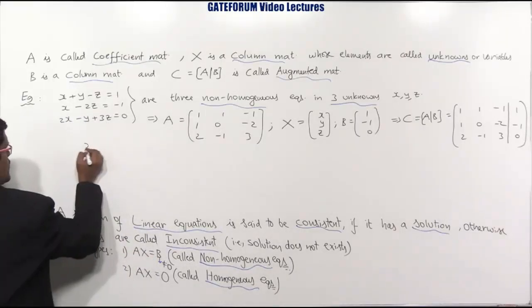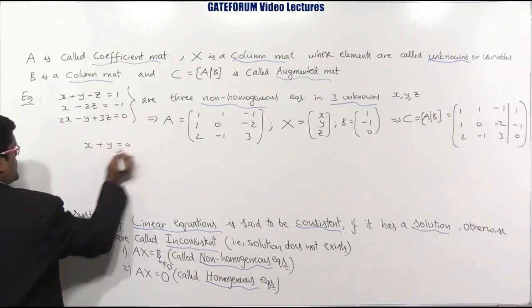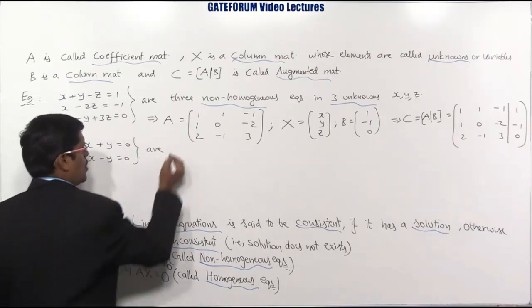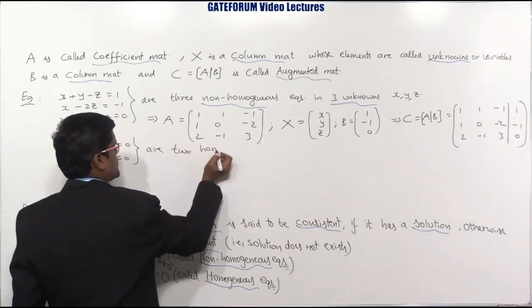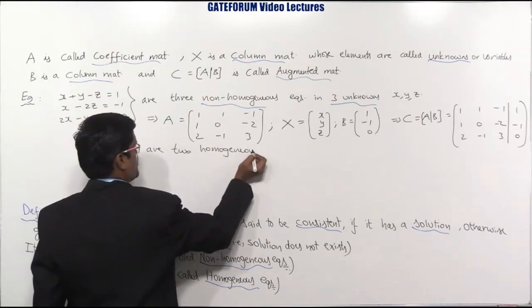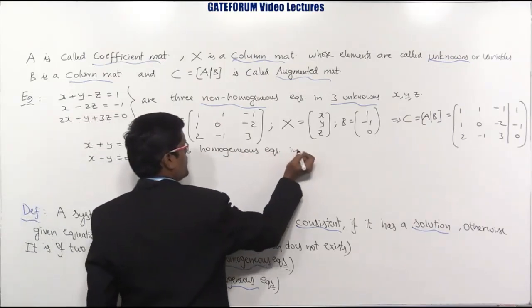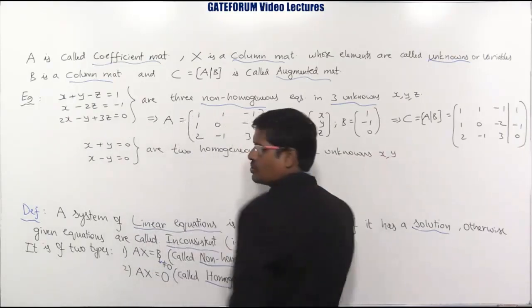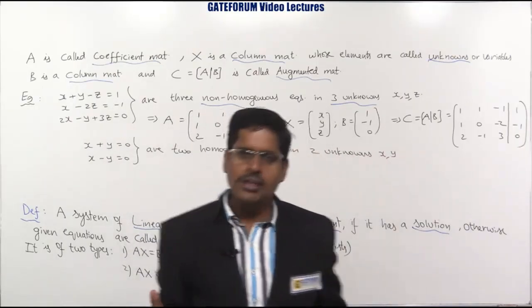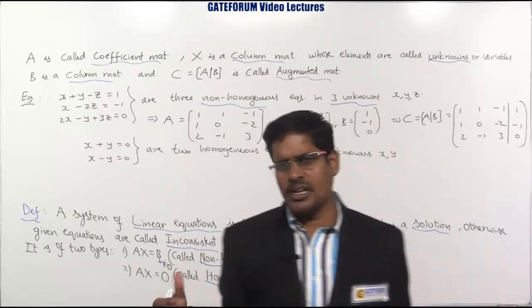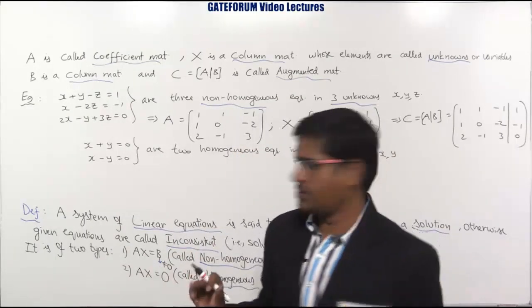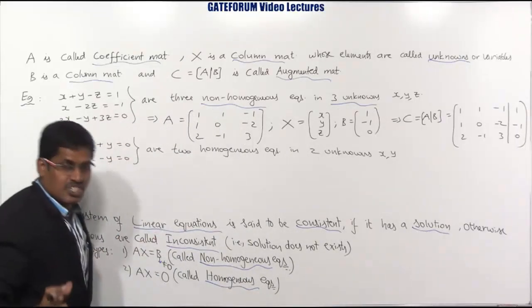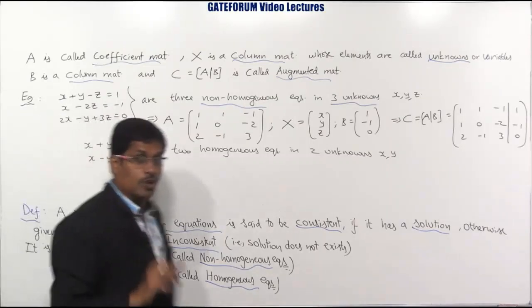Okay. So x plus y, 0. X minus y, 0. How many equations? 2 equations in 2 variables, 2 homogeneous equations in 2 unknowns, x comma y. Unknowns can be denoted by x, y, z variables or x1, x2, x3, y1, y2, y3, alpha, beta, gamma. They can denote any notation. Because the right hand side of all the equations is 0, such a system is called a homogeneous system. Otherwise it is called a non-homogeneous system.